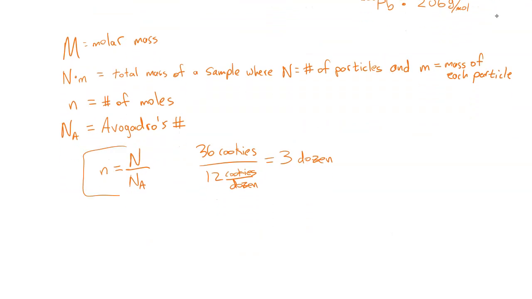The other equation that relates all these variables is that molar mass can be calculated as total mass, or capital N times little m, divided by the number of moles, little n. So at the end of the day, you would have total mass divided by the number of moles, which would be mass per mole. That is the concept of molar mass.